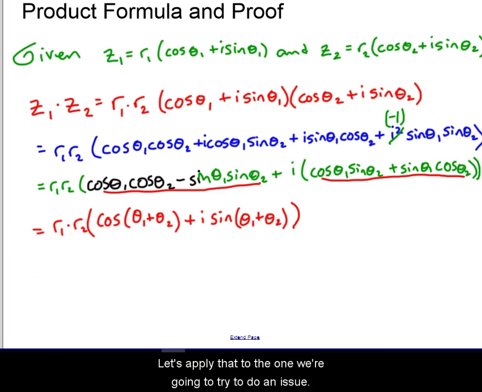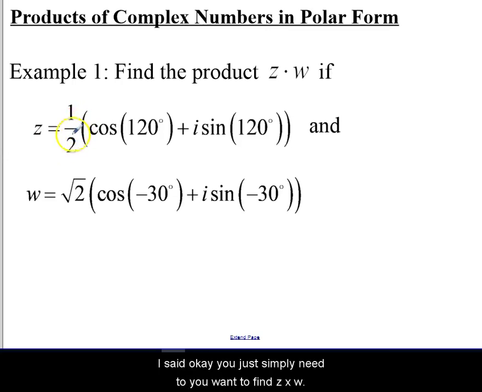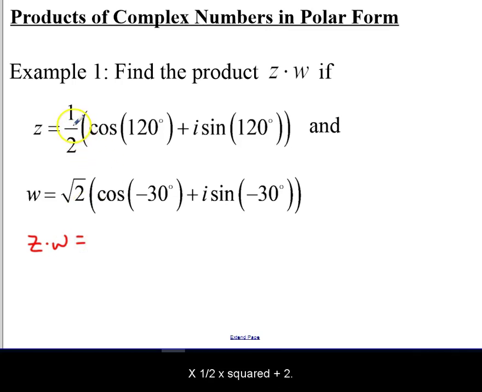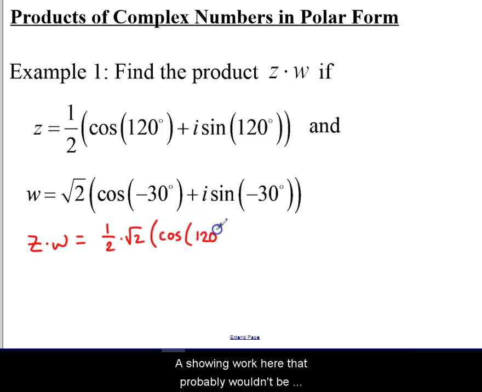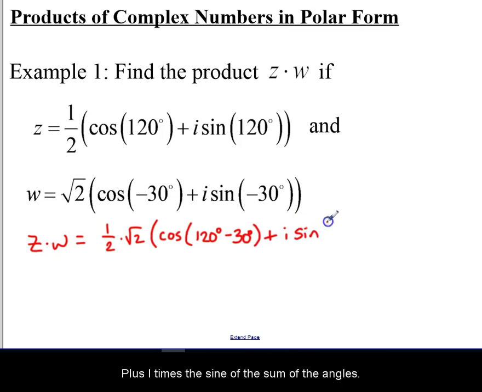Let's apply that to the one we were going to try to do initially. We said, okay, you want to find z times w? No problem. Multiply half times square root of 2, which of course comes out square root of 2 over 2. And then do the cosine of the sum of the angles, plus I times the sine of the sum of the angles. It's kind of showing work here that probably wouldn't be shown on a regular basis.